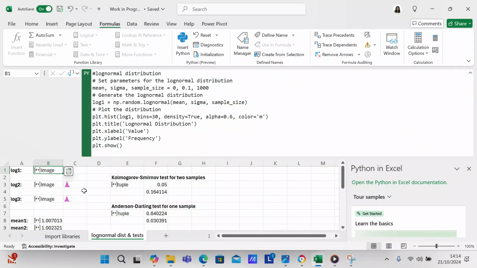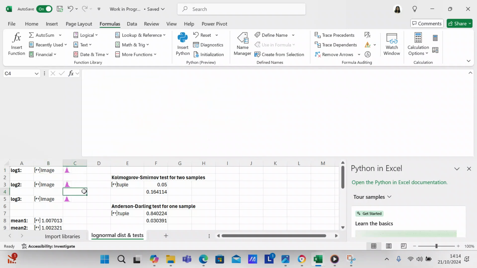If you want a larger distribution, you would need to take several cells and merge them together to make one big cell, and then you would get a larger distribution. But I didn't need a larger distribution because what I really wanted to do was to conduct tests on the distribution. So I made three log normal distributions that were identical to each other.